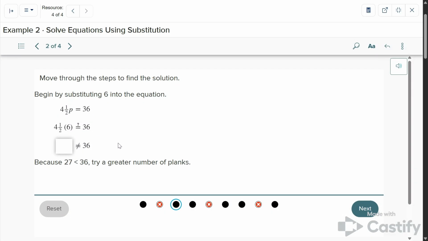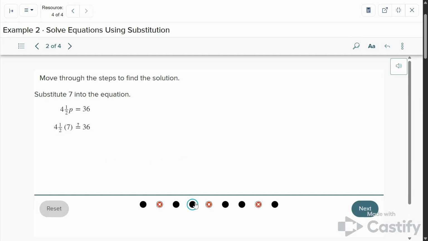So wait, we just did that. Oh, okay. So 6, it does equal 27, which is less than 36, which means we want to try a higher number because we need our answer to be higher. Let's try 7. So 4.5 times 7, does that equal 36? Again, this is glitching out, so sorry about that. 4.5 times 7 does not equal 36. It equals 31.5, which is still less than 36, so we're going to try to go even higher.